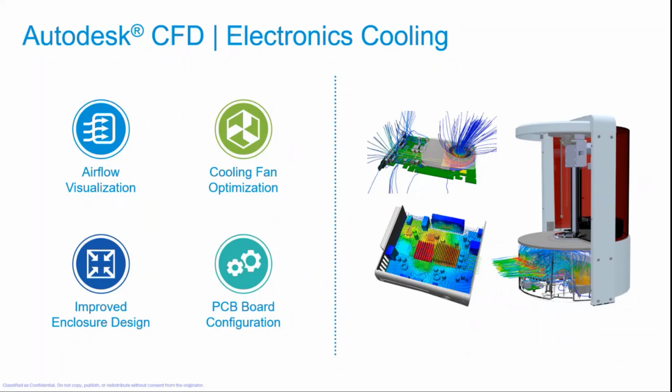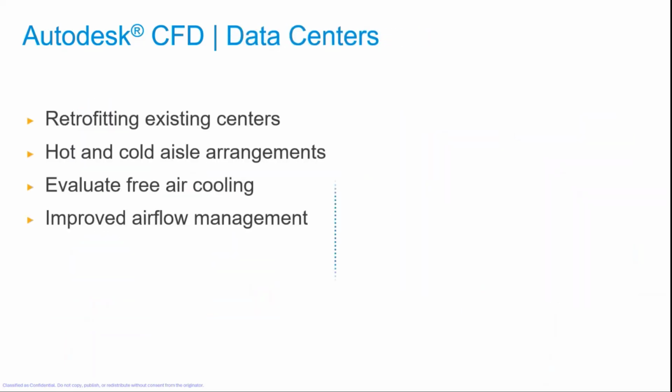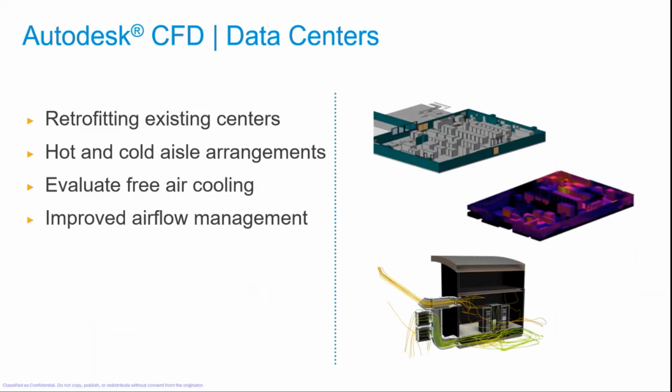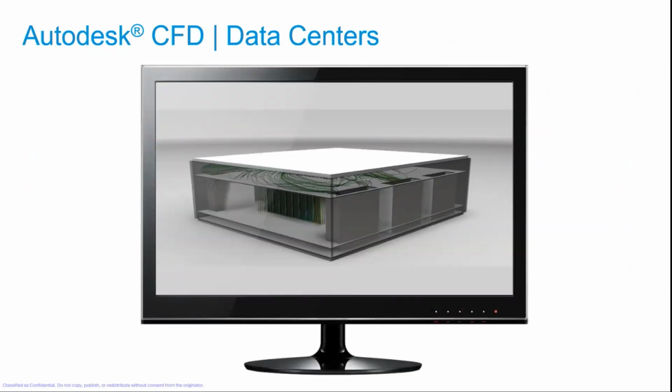For the electronics cooling, we focus on four topics: the airflow visualization, cooling fan optimization, improved enclosure design, and PCB board configuration. For the data center: retrofitting existing centers, hot and cold aisle arrangements, evaluating free air cooling, and improving airflow management.